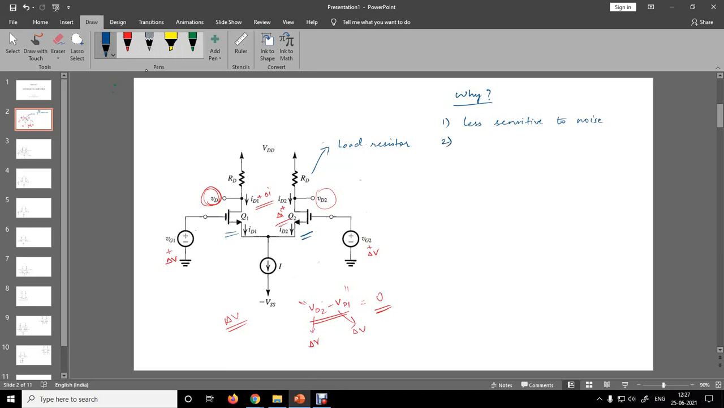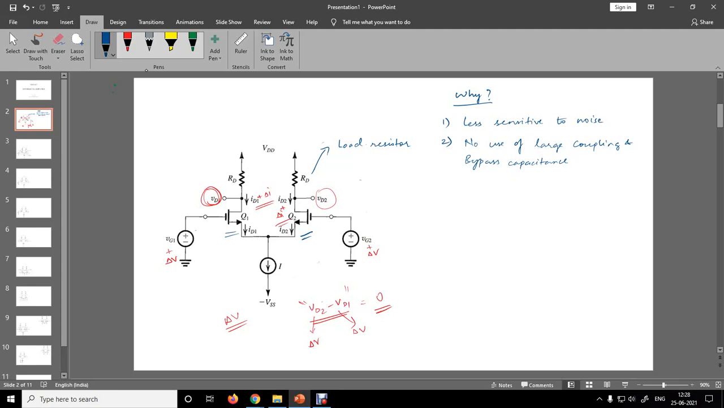The second reason is that I don't have to use large coupling capacitors or bypass capacitors when I use differential amplifiers. We'll get more insight into why we don't need coupling and bypass capacitance when we look at the small signal model of a differential amplifier. It might not be very clear now.